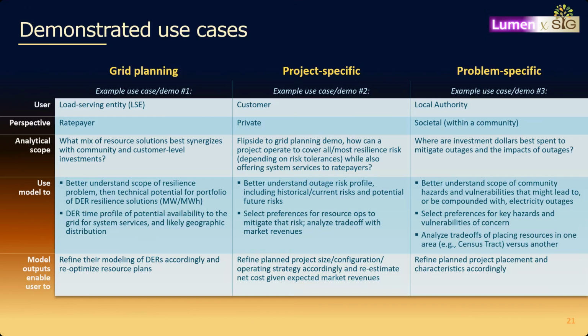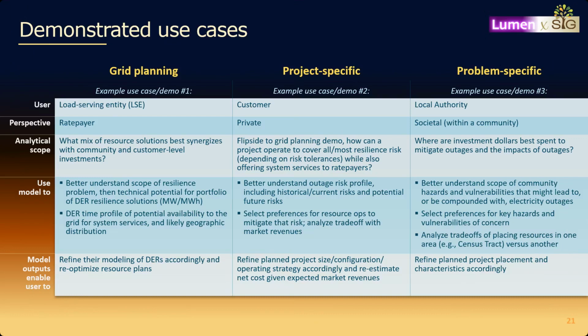So here our model can provide information on current and also future outage risk profiles for that customer, which is needed to analyze different mitigation strategies and their trade-offs with market revenues. This allows the customer to refine project size, configuration, and also operating protocols in the use case to lower the net cost of achieving resilience from their private perspective.